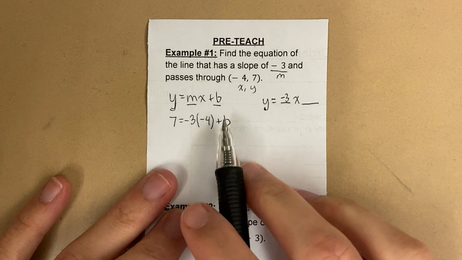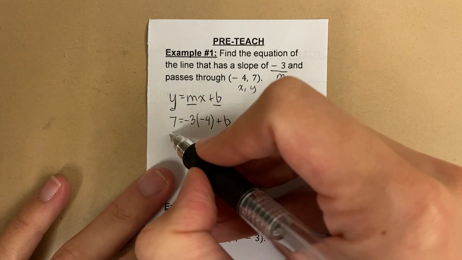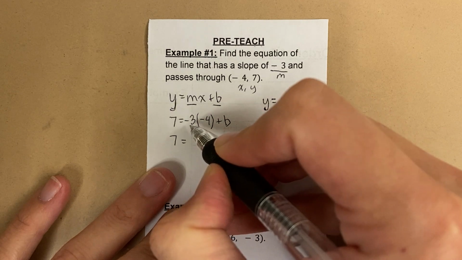But notice, that's the only mystery, the only variable. The rest is just numbers, and I can just do the math here. Negative times negative is positive. 3 times 4 is 12.